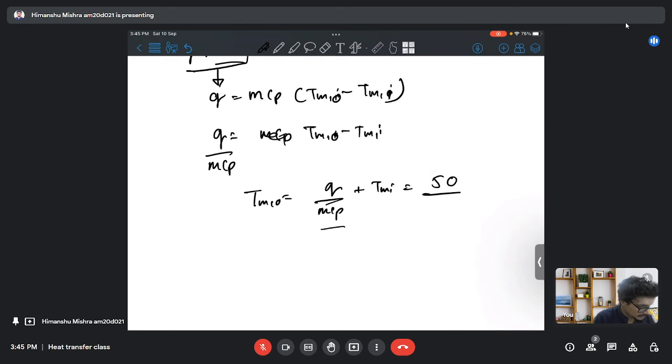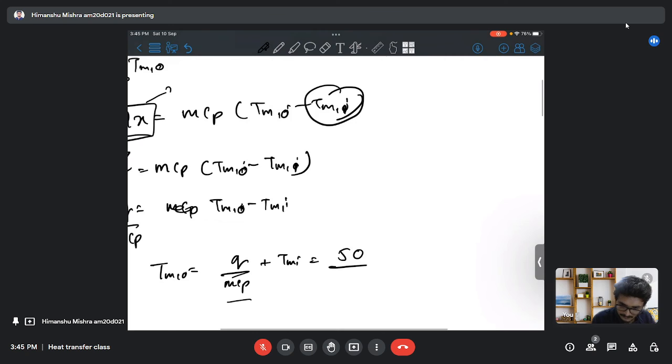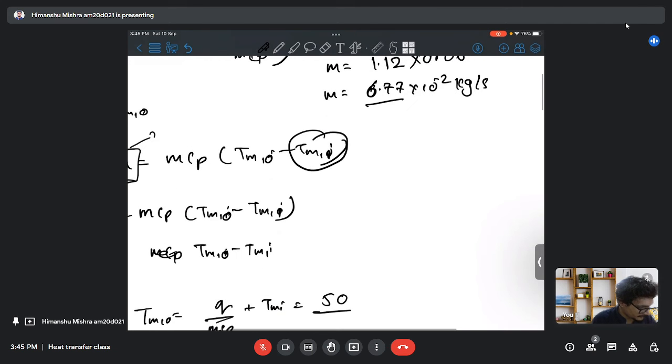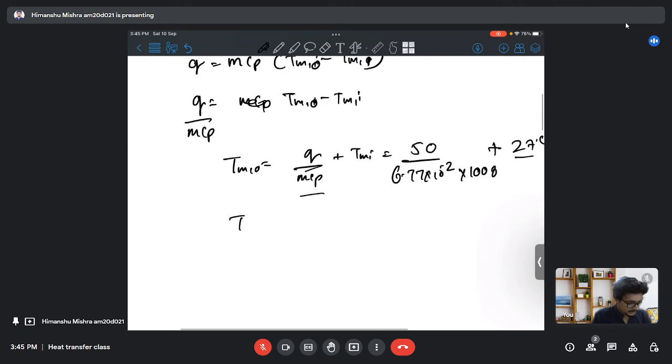So we already calculated the mass flow rate, which is 6.77 times 10 to the power minus 2. My heat capacity rate would be around 1000, and this is the temperature at the inlet. So on calculating, we will get the temperature at the outlet as around 27.73 degrees Celsius.